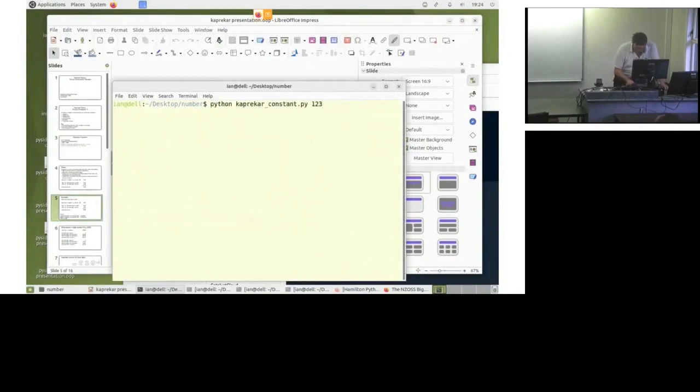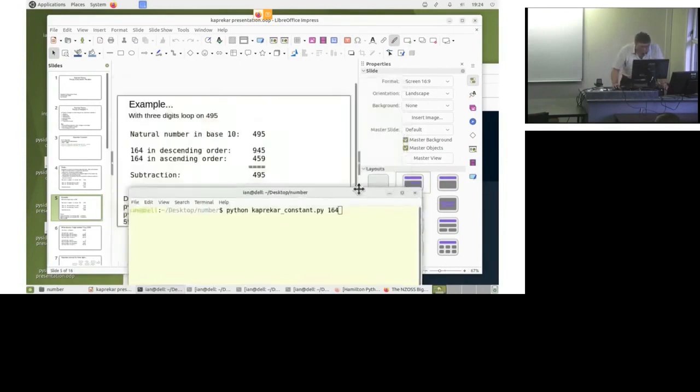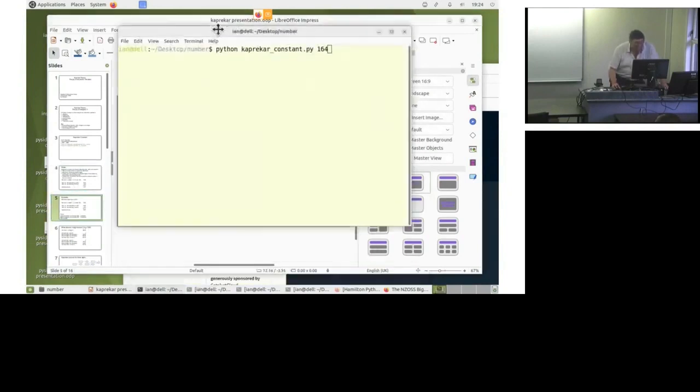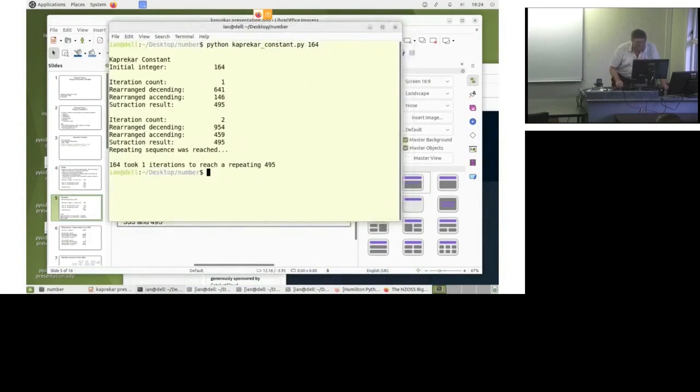Which one? Okay, let's start with, what number did I have? 164? Was it the one I had before? Yeah, 164. Okay, let's put that in and see what it produces.